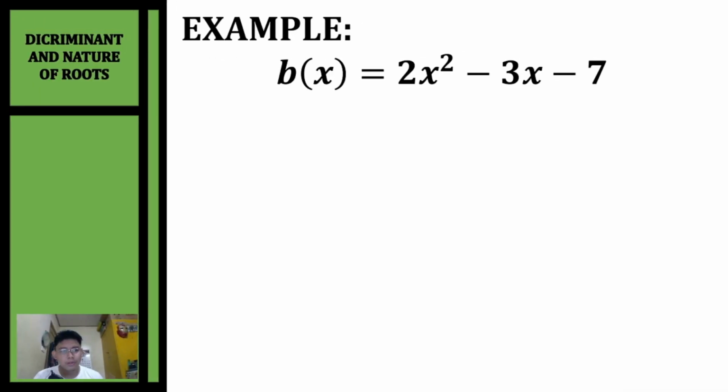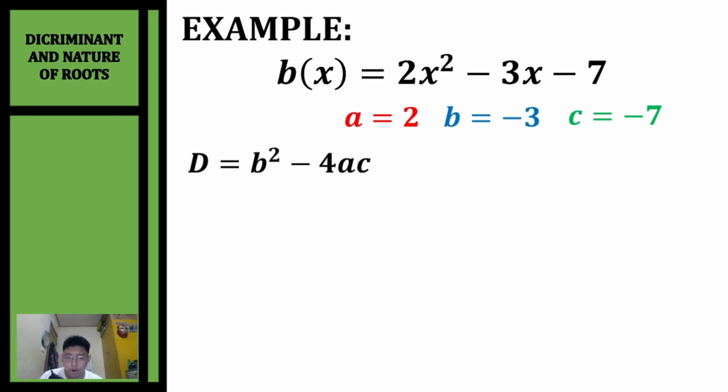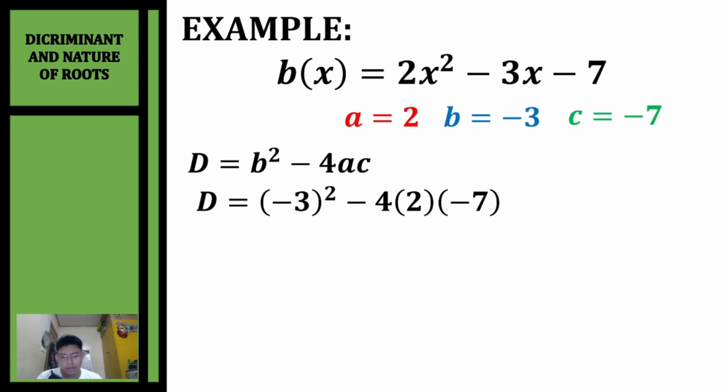We're going to find the discriminant and the nature of roots of this quadratic function. First step is to find the discriminant, so we need to get the values of a, b, and c. Our a is 2, our b is -3, our c is -7. We will substitute these values to our formula, b squared minus 4ac. Now, let's simplify. We will have 9 plus 56. Combining like terms, d is equal to 65.